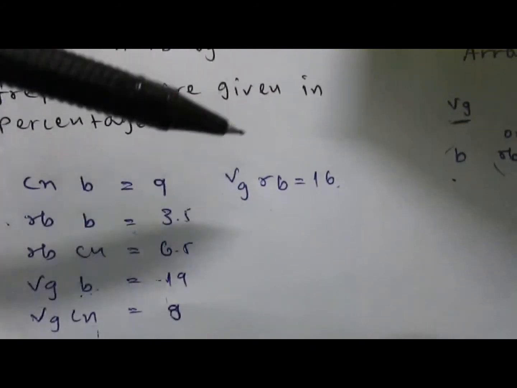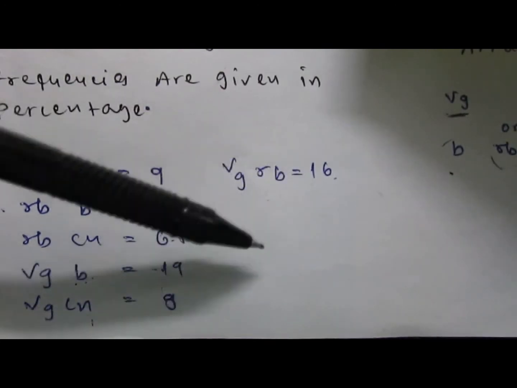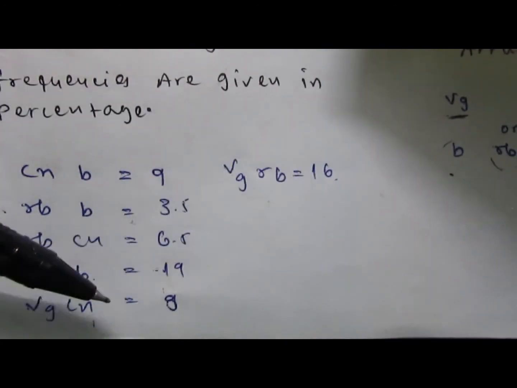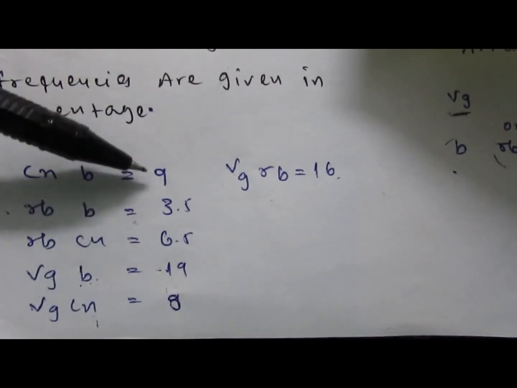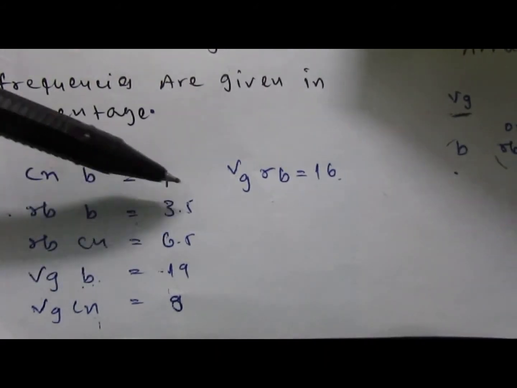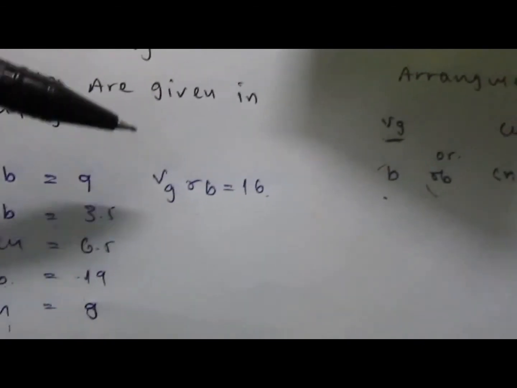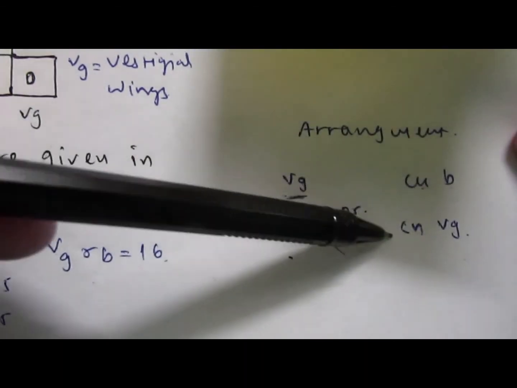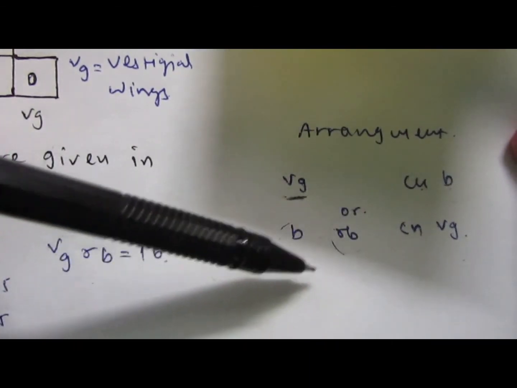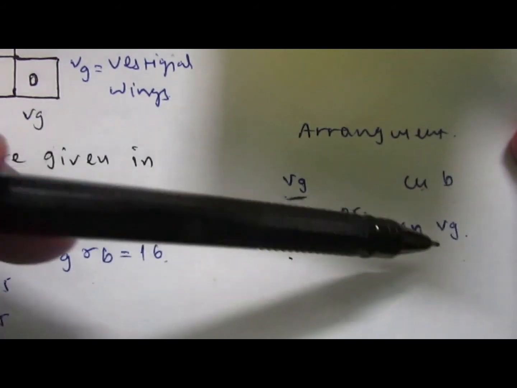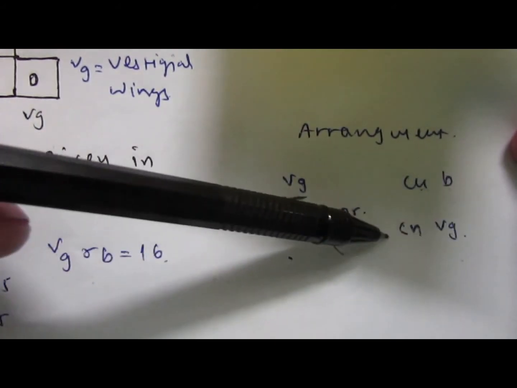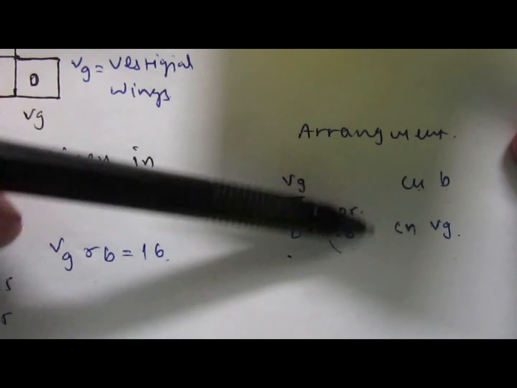Now try to find out the third lesser frequency than 16. I found that it is 9. That 9 is the frequency between Cn and B genes. That means Cn gene is also present somewhere in the middle between B and Vg genes. So I put Cn over here.